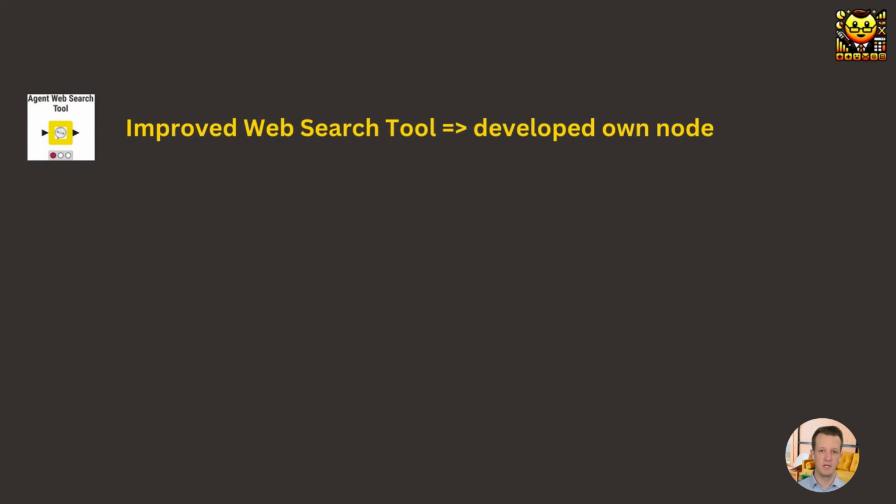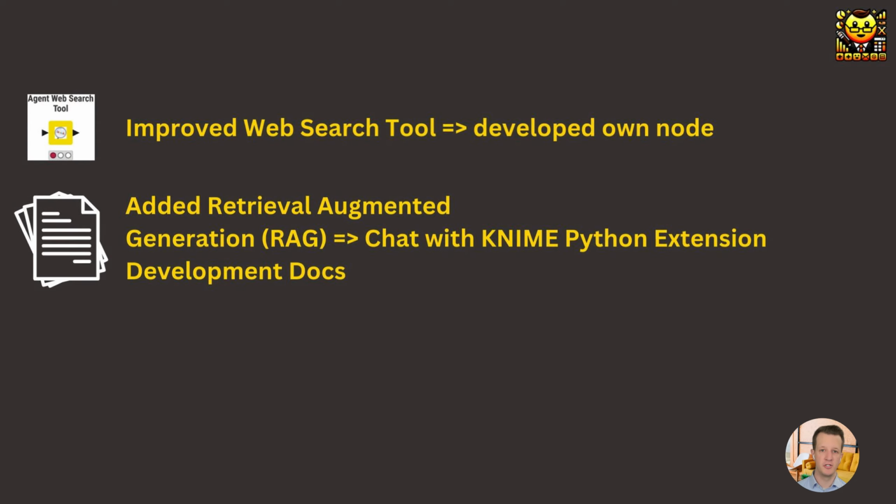One of them is a retrieval-augmented generation, in short RAG tool, that allows you to chat with your own documents, so to speak. And for demonstration purposes, I've loaded and prepared the KNIME Python extension development documentation that we can interact with via an agent that uses this tool.